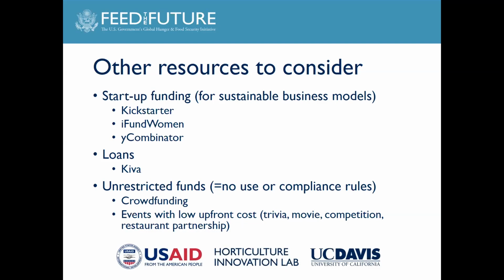And of course, the golden egg is unrestricted funds. That means funding that you can use any way you want. You don't have to report to anyone. You don't have to comply with any restrictions. Those sorts of funds can be acquired, for example, through crowdfunding platforms and through events that you organize that ideally have low upfront costs. For example, if you're a horticulture organization, you might partner with a local restaurant to do a fundraiser dinner.